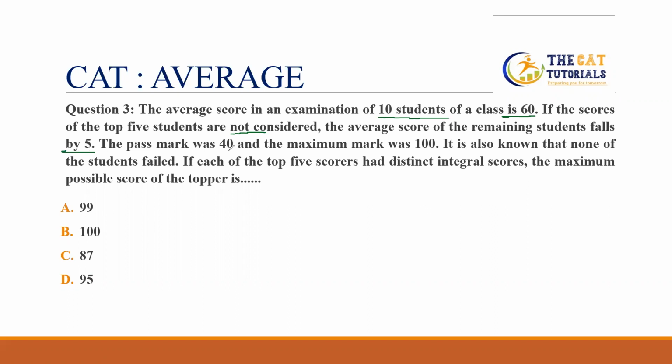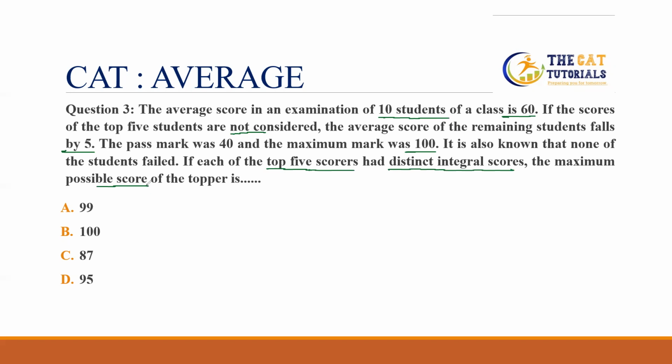The pass marks was 40 and the maximum marks was 100. Okay, students, it is given in the question, the pass marks was 40 and the maximum marks was 100. It is also known that none of the students failed if each of the top 5 scorers had distinct integral scores. So students, all of you have to concentrate on these words. If each of the top 5 scorers had distinct integral scores, we have to find the maximum possible score of the topper.